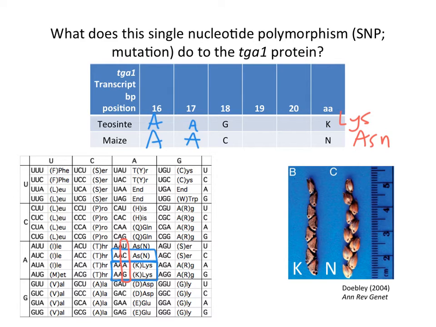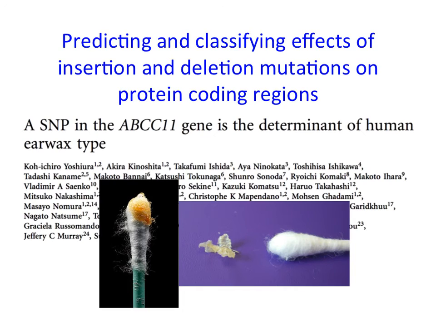So you can predict how a mutation at the nucleotide level can affect a protein. What we can't do then is predict how a protein might affect the function of an organism. We've seen one other example of this. I just wanted to point out because I love the earwax example. You saw this on one of the tests.